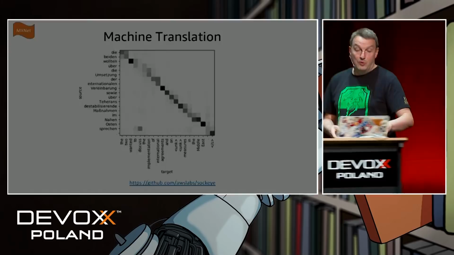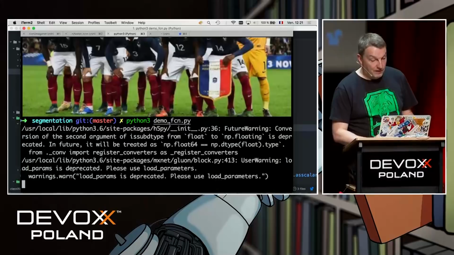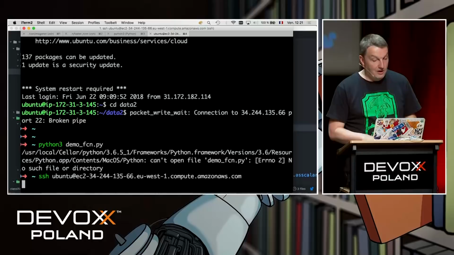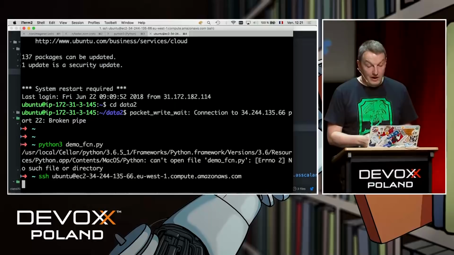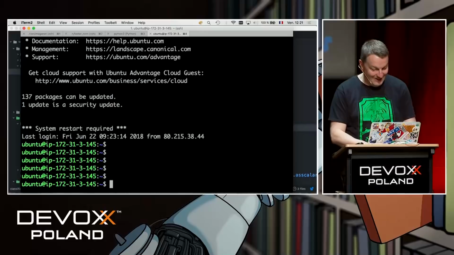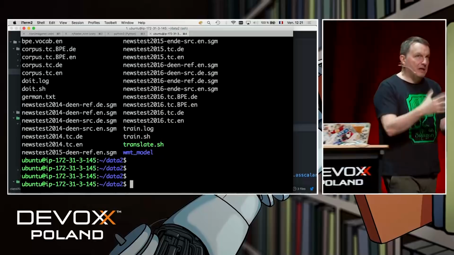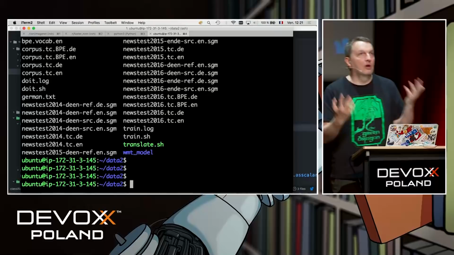And maybe we can do a really quick demo if I still have an SSH connection here. So I took a data set for German to English. Slow connection, but we're fine. Okay, so I have a few million sentences in German and English, and I trained a model from German to English. It took a few hours on a couple of GPUs.